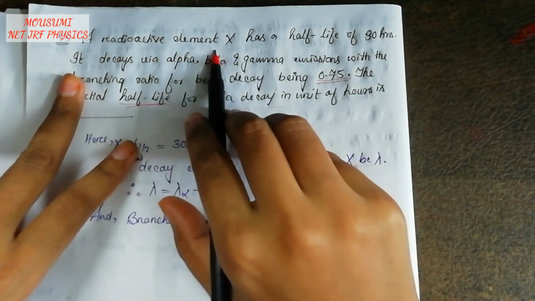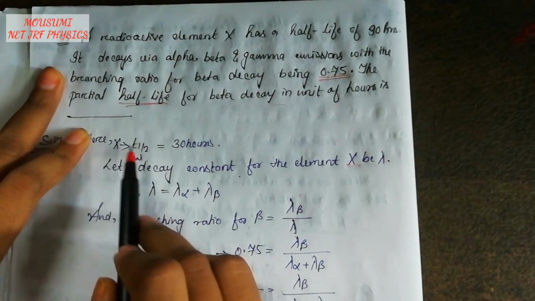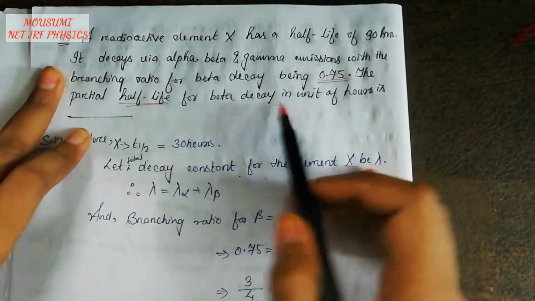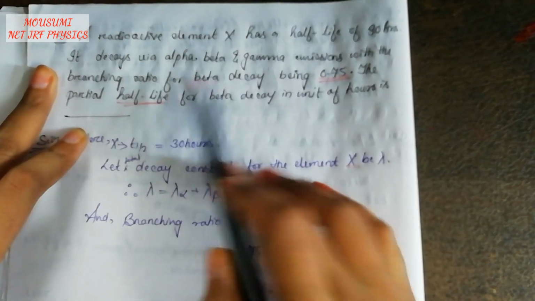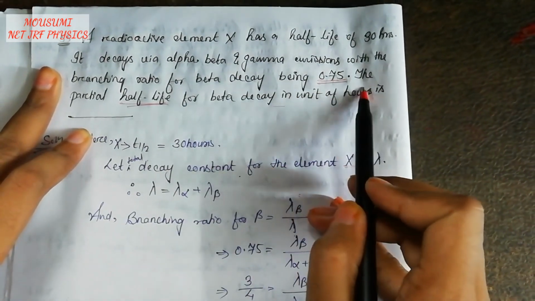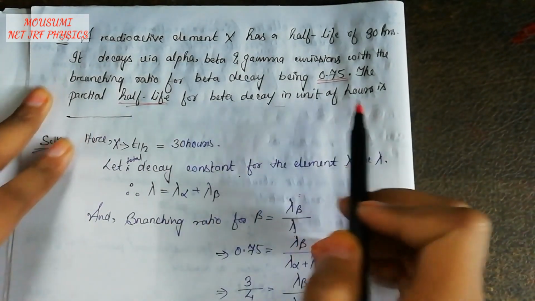Here we have a radioactive element X. It has a half-life of 30 hours. So X has half-life how much? 30 hours, and it decays via alpha, beta and gamma emissions with the branching ratio for the beta decay being 0.75, and we are asked to find the partial half-life for the beta decay in units of hours.